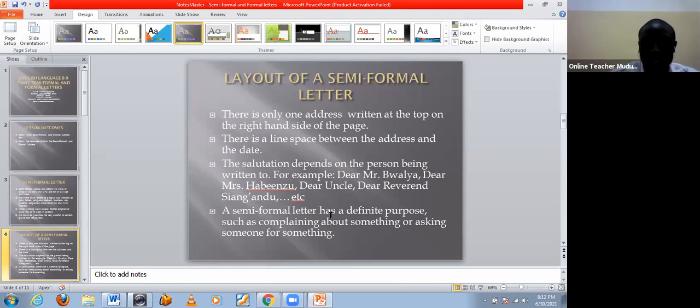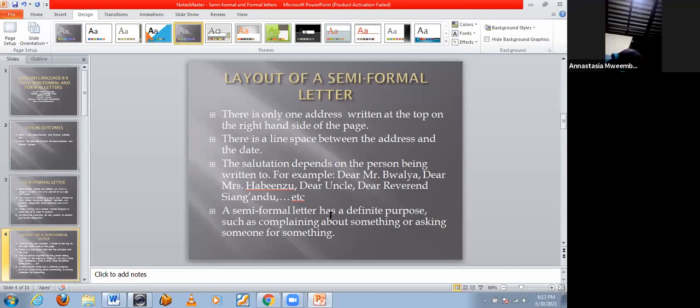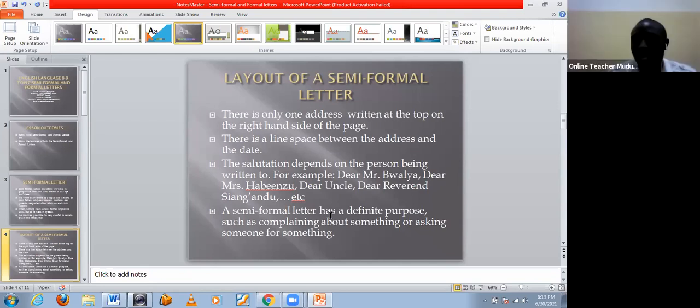After the salutation, we also talk about the purpose of the letter, which is stated in your introduction. Semi-formal letters, like we said, are letters we write to people who are not of our class, people older than we are. And so there are no greetings in your first paragraph. You go straight to state the purpose, why you're writing that letter.